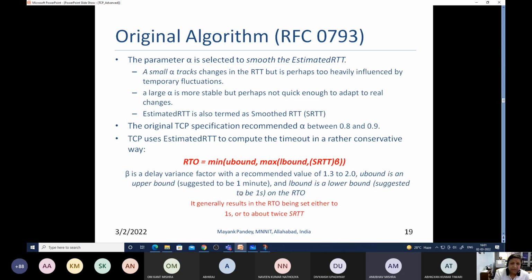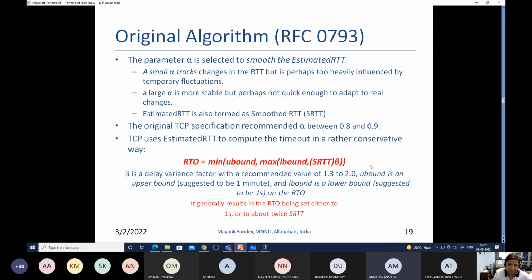So that's what they have done after doing a lot of checks, simulations and implementations. They recommended alpha between 0.8 and 0.9. And they started calling estimated RTT as smoothed RTT, which means SRTT. Now, after getting the smooth RTT, TCP uses this value SRTT to compute the timeout in a rather conservative manner.